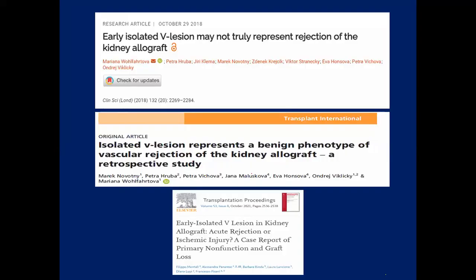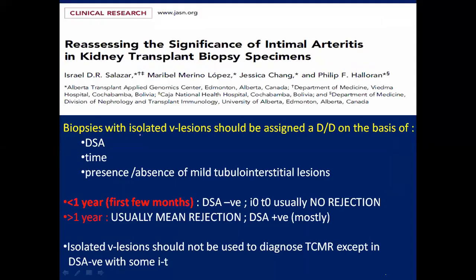But there are recent papers on isolated V lesions which suggest that if you see an early isolated V lesion, in the first 1 year post-transplant, consider that as just an ischemia reperfusion injury rather than a T cell mediated rejection. But if you find an isolated V lesion more than 1 year post-transplant, consider that as a manifestation of an antibody-mediated process. So biopsies with isolated V lesion should be assigned a differential diagnosis based on the DSA, based on the time of transplant, and based on presence or absence of mild inflammation lesions.